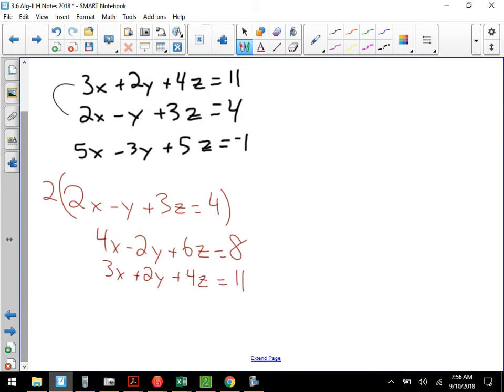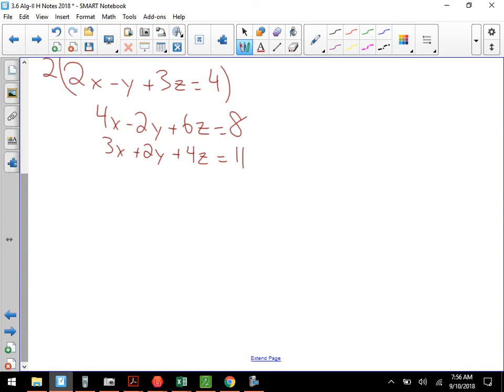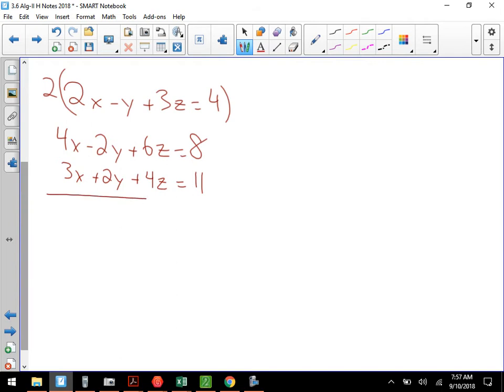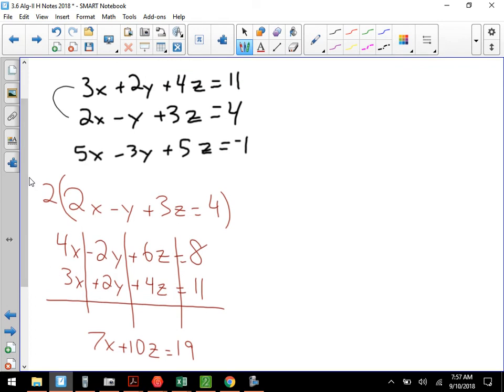It's a lot, I know. Slide this up a bit here. And then obviously to eliminate them, we add them together. Okay. We add those together, what, 7x, 10z, 19. Okay.